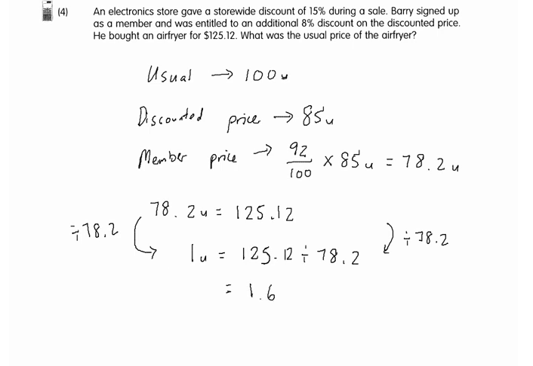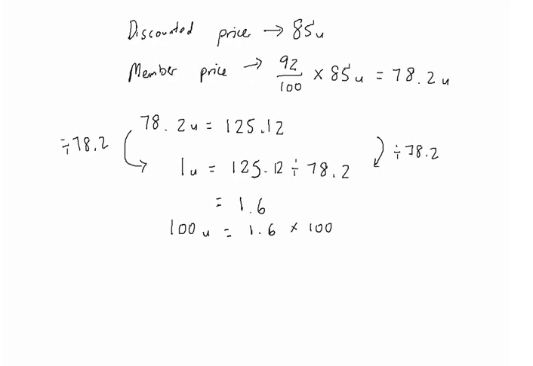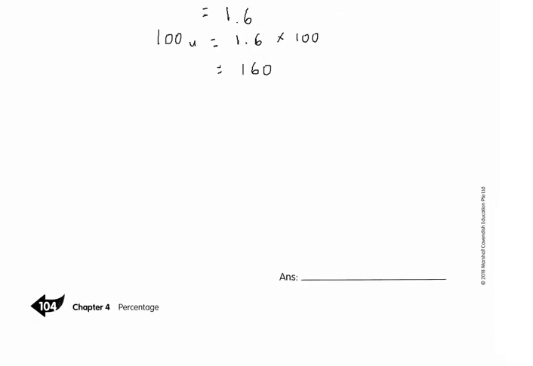I want to find the usual price. Usual price in terms of units, call it out. 100 units, right? So it's actually 1.6 times 100. And 1.6 times 100 will give you 160. Okay, and you must write your answer with a dollar sign at the bottom. $160.